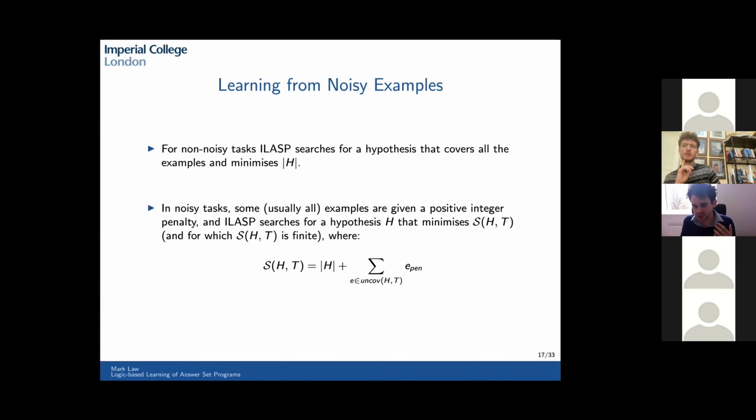So we're still trying to minimize what we call a scoring function, but this scoring function now has two components. It's the length of the hypothesis plus the penalties of all of the examples that are not covered by that hypothesis. So effectively what this means is you can choose not to cover an example so long as you pay the penalty of that example. The penalties usually will be the same across all of the examples.